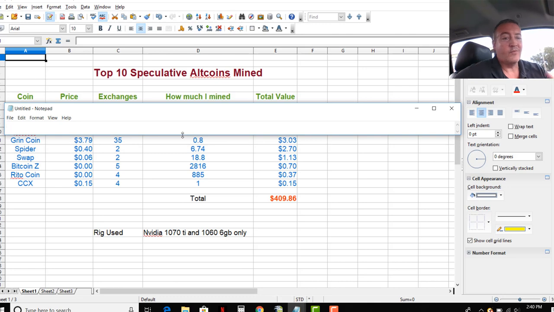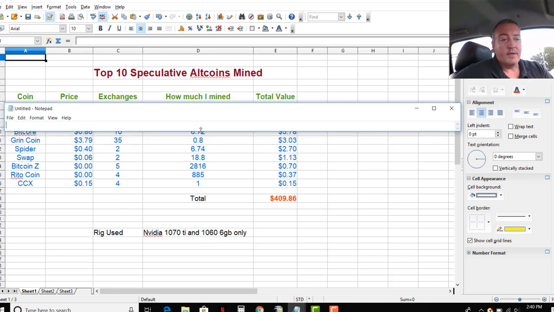Fifth place, Grin coin, $3.79 on a whopping 35 exchanges, the most exchanges out of these coins on the sheet. 0.8 in 24 hours, giving me $3.03. Again, this is only with the 1070 Ti and the 1060 6 gig. So with the two 1660 Ti's I have on that rig now, all these numbers would have gone up if I would have had it at the time when I was mining.